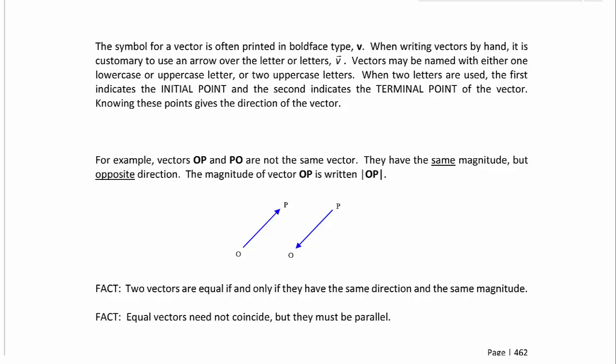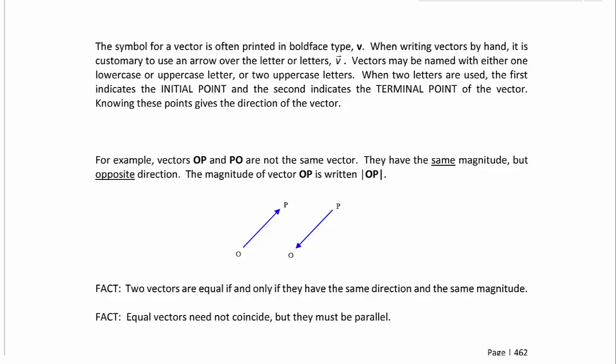Vectors may be named with either one lowercase or uppercase letter or two uppercase letters. When two letters are used, the first letter indicates the initial point and the second letter indicates the terminal point of the vector. Knowing these points gives the direction of the vector. So for example, vectors OP and PO are not the same vector. They have the same magnitude, but opposite direction.